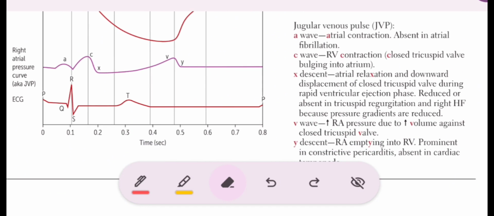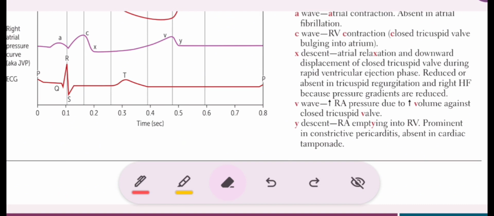Then we need to understand the JVP. So there are 5 waves of JVP: A, C, X, V, and Y. A is known as the A wave, and it is due to right atrial contraction, and it is absent in atrial fibrillation. That we will study in our pathological section. Then we have C wave. C wave represents right ventricular contraction.